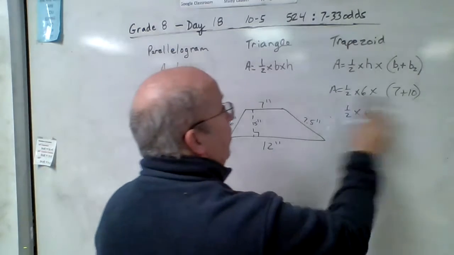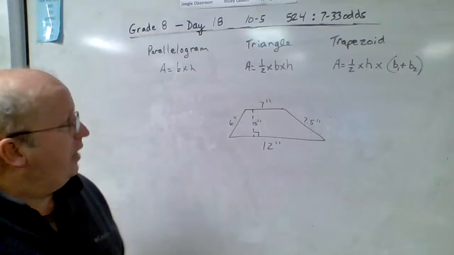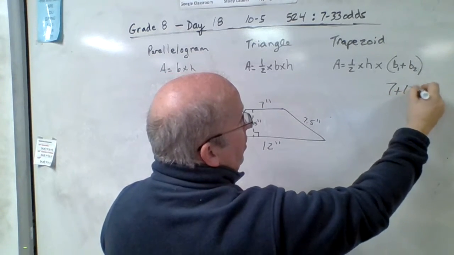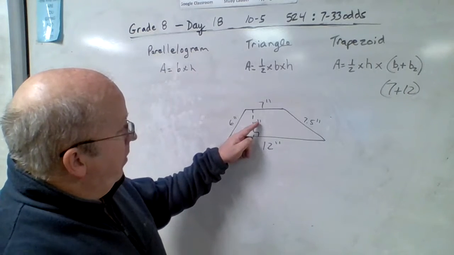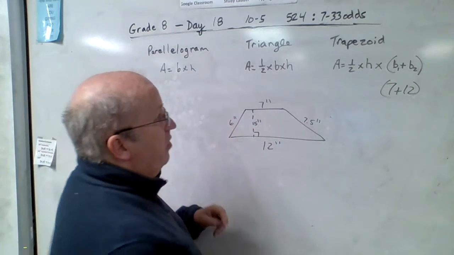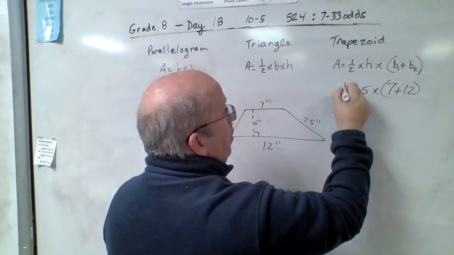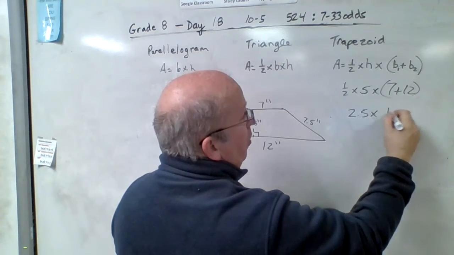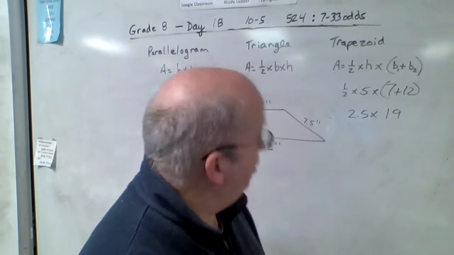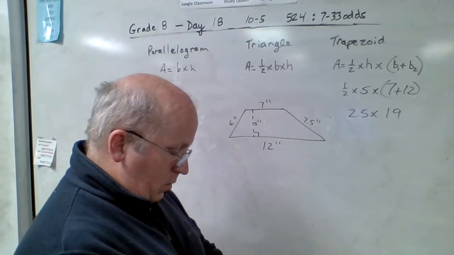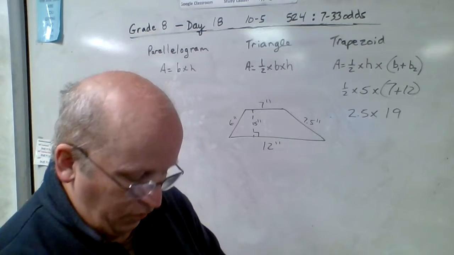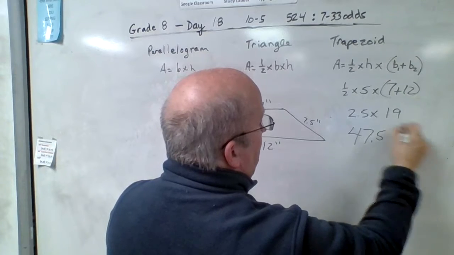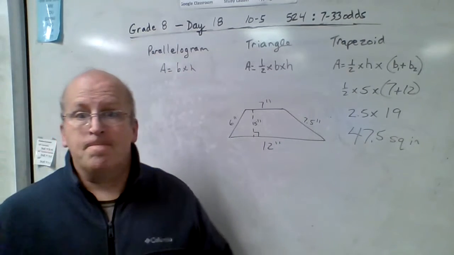Now I've just given you 5 different numbers. Which of those 5 numbers are we going to call the height and the base? Well, remember, the bases are the 2 parallel sides, so that would be the 7 and the 12. The height is the perpendicular distance between the 2 bases. In this case, it's 5. So what's 1/2 of 5? 2.5. What's 7 plus 12? 19. What is 19 times 2.5? I get 47.5. And our label, because it's an area problem, is square inches.